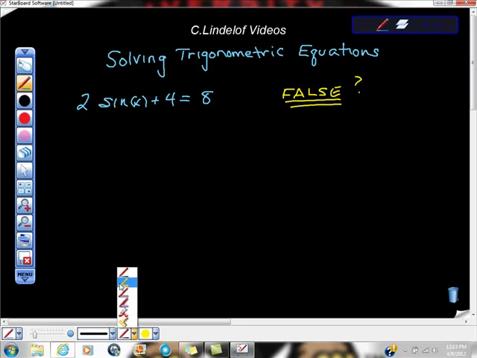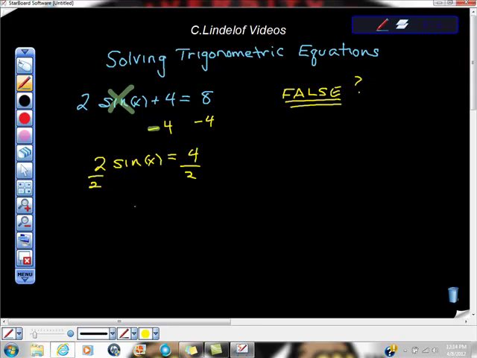This is the whole thing with this. Just think of this as 2x right here. So 2x plus 4, and then solve it that way initially and see where you get. So the first thing you're going to do is add negative 4 to both sides, right? And you get 2 sine x is equal to 4. Then we'll divide both sides by 2, and we'll get sine x is equal to 2.